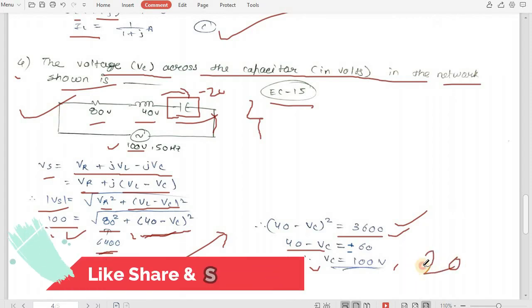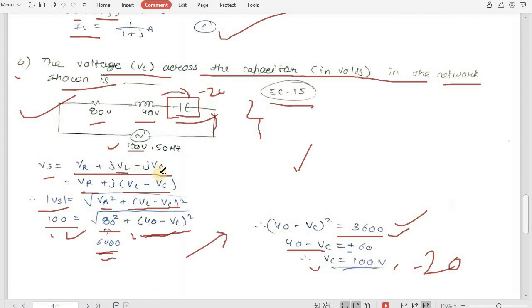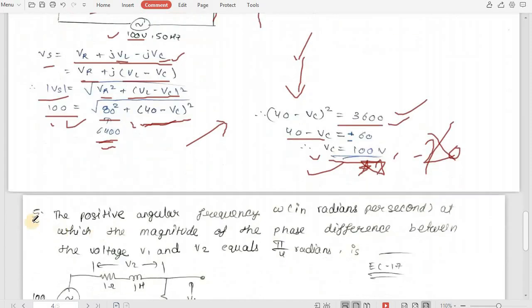Out of this we have to get one answer. Let me tell you, VR, VL, VC, all these terms are positive real numbers. So the correct answer will be VC equals 100 volt and not minus 20 volt. So note this step, you have to take VC, VR, VL all as positive real numbers. Our correct answer is VC equals 100 volt. Now let's move on to the last sum.